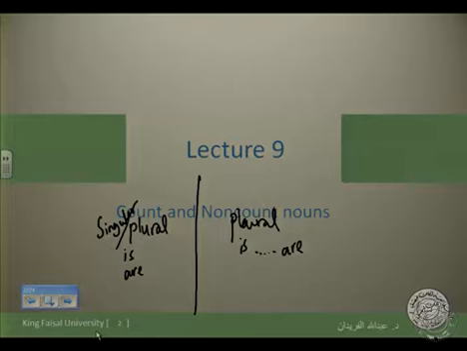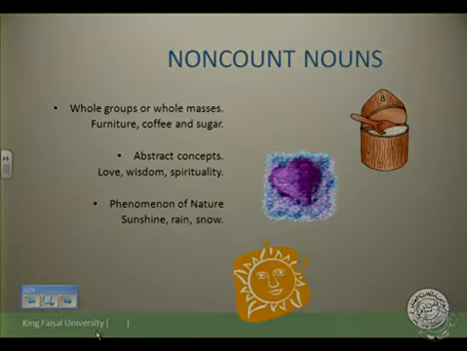So this is the basic difference, that count nouns can be singular and plural at the same time. Non-count nouns can be either singular or plural. There is no something in the middle, except a few exceptions that we are going to meet today. So let's have these little examples.